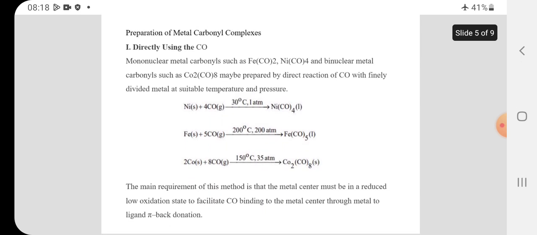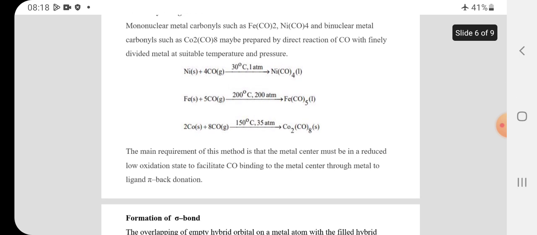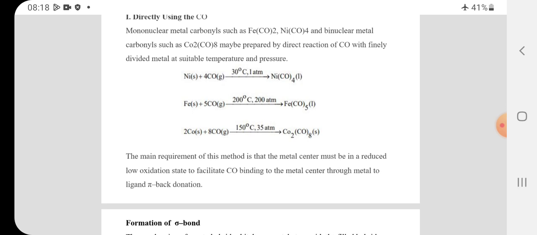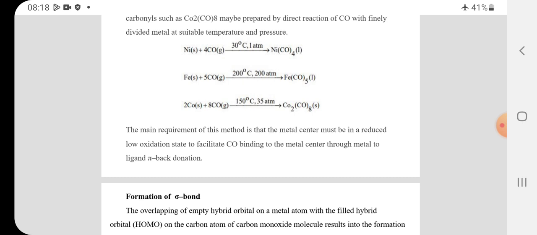Next one, preparation of metal carbonyls. The first method, a simple method, directly uses carbon monoxide to react with transition metals. Mononuclear metal carbonyls such as Fe(CO)5 and nickel tetracarbonyl, and binuclear metal carbonyls such as dicobalt octacarbonyl, Co2(CO)8, may be prepared by the direct reaction of carbon monoxide with finely divided metal at suitable temperatures and pressure.